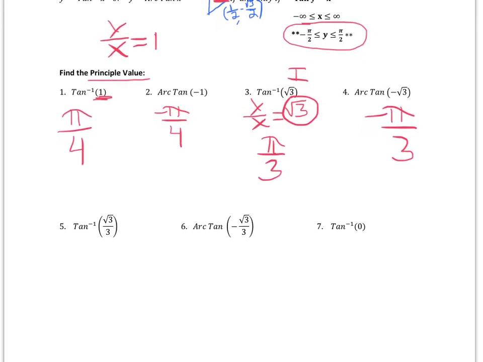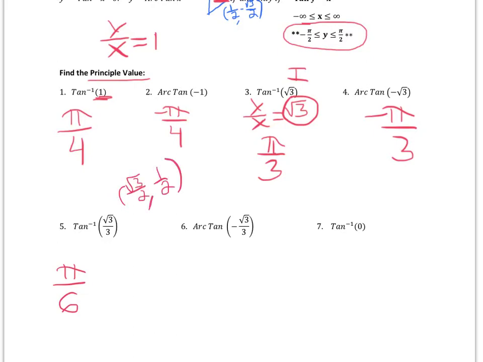Now, for 5 and 6, it's not going to be pi over 3. It's going to be pi over 6. Okay, I'm just going to put pi over 6. And for pi over 6, this is where the ordered pair, I'll just write it up here, the ordered pair for pi over 6 is root 3 over 2, 1/2.